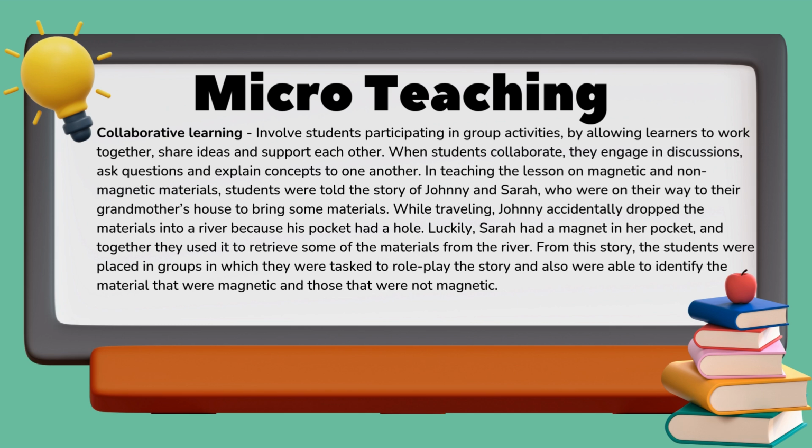In teaching the lesson on magnetic and non-magnetic materials, students were told the story of Johnny and Sarah, who were on their way to their grandmother's house to bring some materials. While traveling, Johnny accidentally dropped the materials into a river because his pocket had a hole. Luckily, Sarah had a magnet in her pocket, and together they used it to retrieve some of the materials from the river. From this story, the students were placed in groups in which they were tasked to role play the story and also were able to identify the materials that were magnetic and those that were non-magnetic.